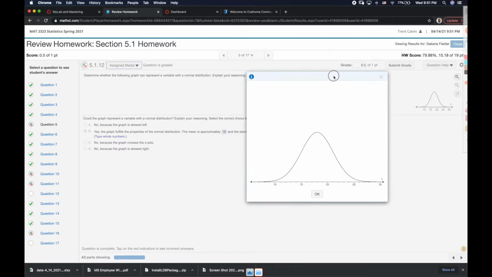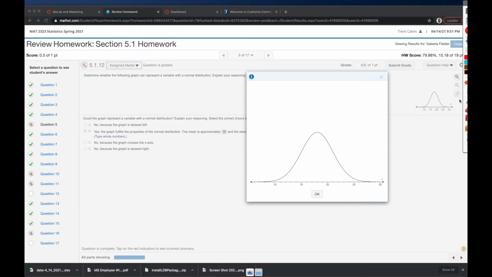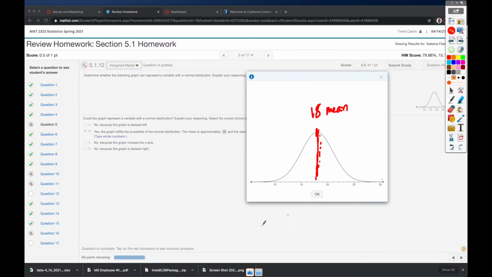So I see you have the mean correct. The mean is going to be that center point, here, that's around 15, 16, 17. You're right, it's about 18. So 18 is my mean. That's pretty good. And so next they want us to find the standard deviation.